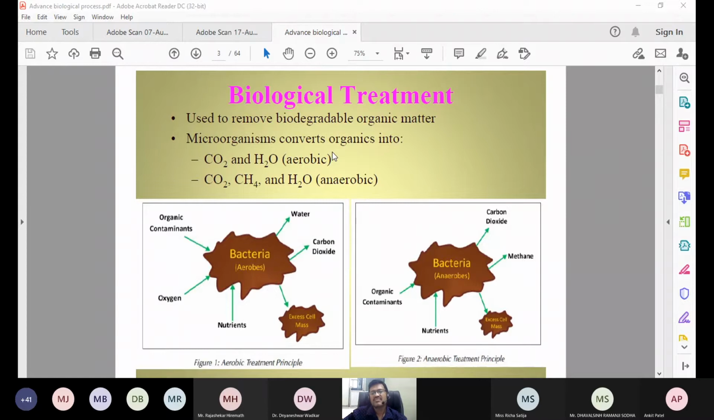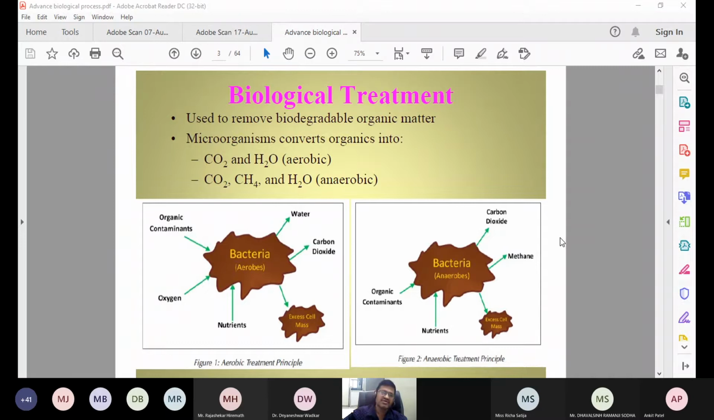We know that biochemical oxygen demand is nothing but this: we do one practical in the lab where we take the wastewater and dilute it, and we find out the initial DO and final DO. The calculation is: initial DO minus final DO, divided by dilution, gives you BOD. That's simple.